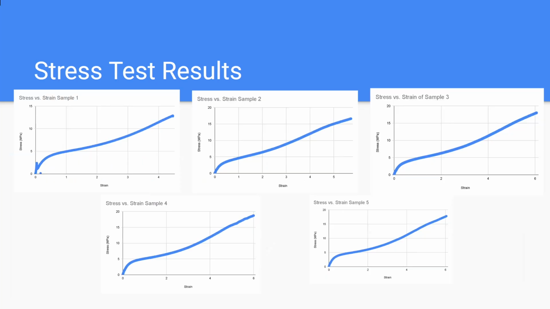Now onto our stress test results. Here are the stress and strain curves that we generated from our 5 samples. As you can see, they're all very similar, so we had a lot of consistency with their results. However, none of our tests did reach failure, so none of our samples broke all the way. So our testing did not go as far as we wanted to.